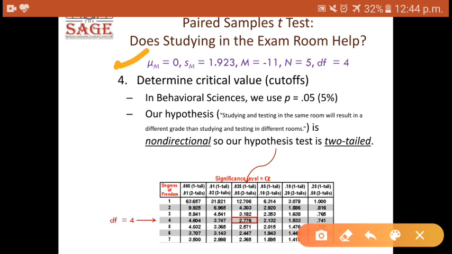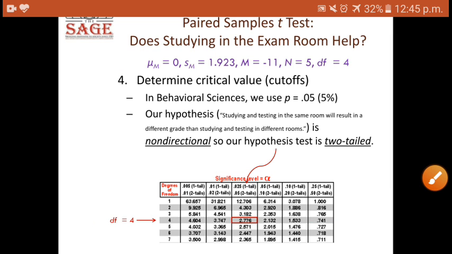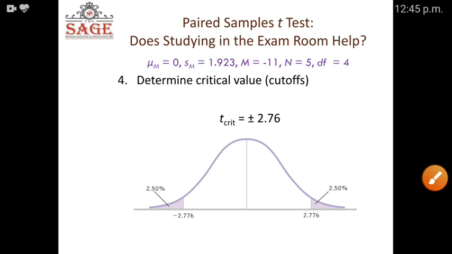So the alpha value is 0.05, that is 95%, and our hypothesis is non-directional, so our hypothesis test is two-tailed. So degrees of freedom, as I told you earlier also, is taken on the vertical axis, and alpha value is taken on the horizontal axis. Both of them cut each other. The degrees of freedom 4 and alpha value of 0.05 cut each other at 2.776. That is going to be the critical value.